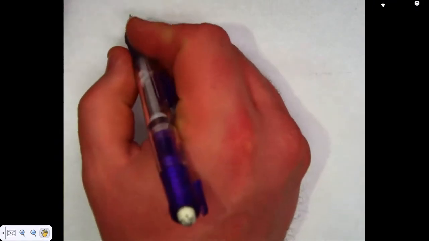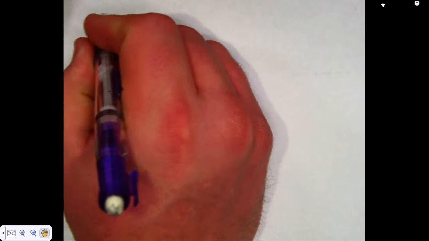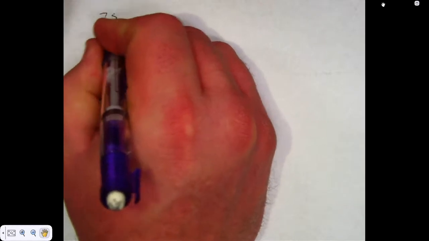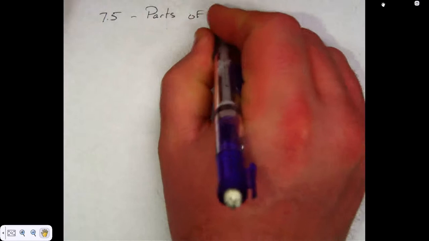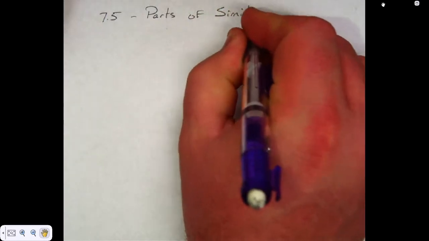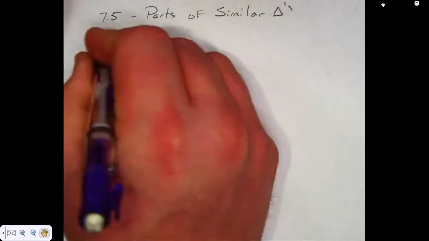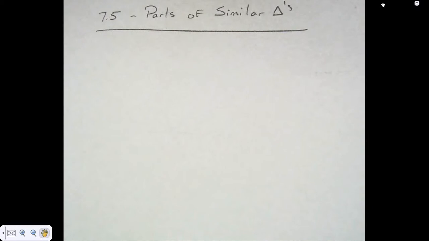Would someone be so kind as to tell me the title for section 7.5? See if you guys paid attention. Parts of similar triangles. Okay.